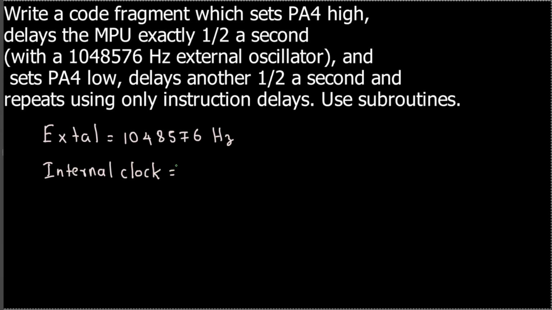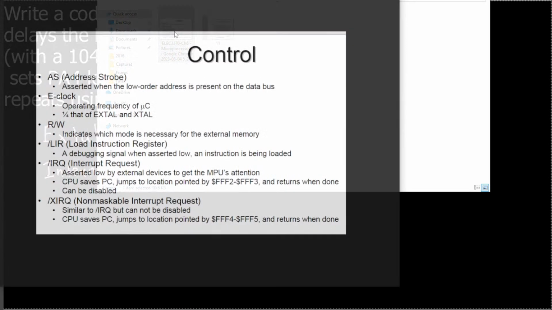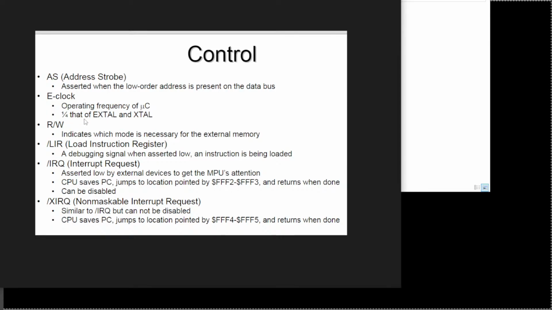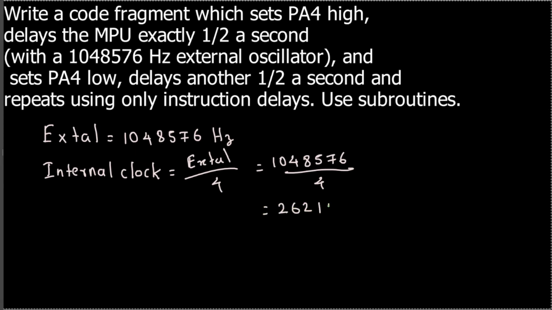There's a relationship between the internal clock and the external oscillator: the E clock is 1 over 4 of the EXTAL. If you apply that formula, this is going to be EXTAL divided by 4. That is 1,048,576 divided by 4, which is equivalent to 262,144 cycles per second.